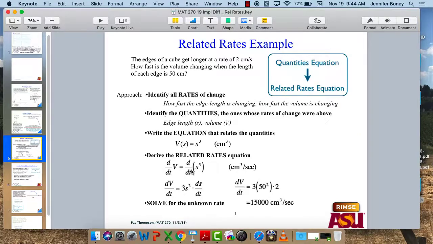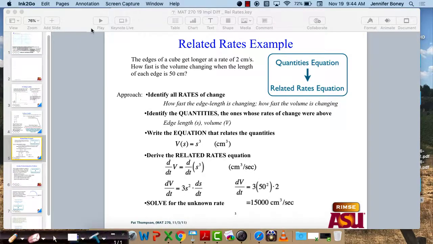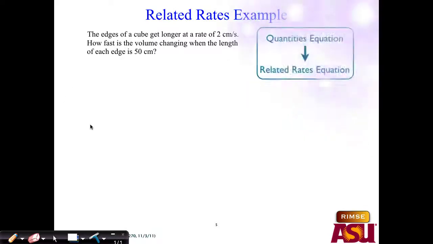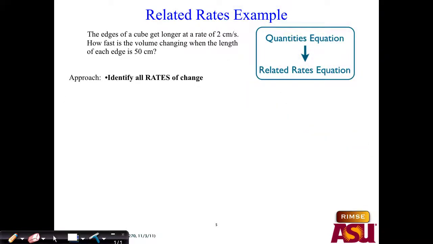Oh, let me get my writing thing started. The overall relationship is, here we go, that the volume of a cube is given by this. I'll just call it S for side length instead of E for edge length. Side length cubed, so it's a cubic equation.